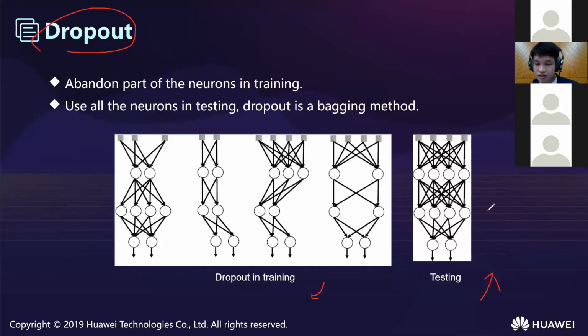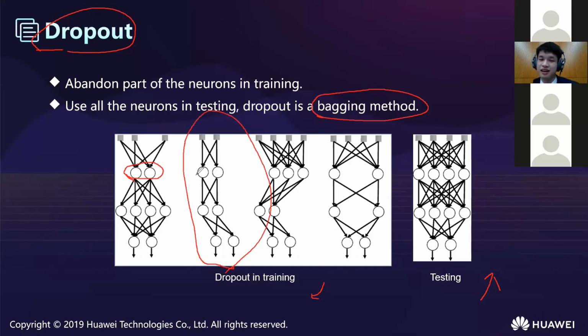So do you have any questions? We only select part of the neurons in training, but we will use all the neurons in testing. It's called the dropout method. It can solve the overfitting problem. Okay? What is the bagging method? Yeah, the bagging method is just like the random forest. So this time we use these two neurons, but the next time we'll randomly choose another two neurons. Just like this, it's called the bagging method.